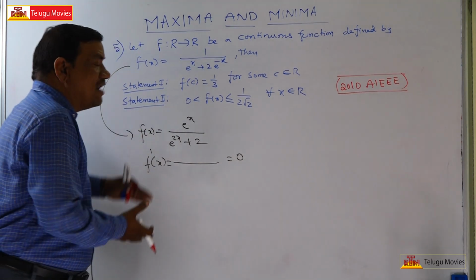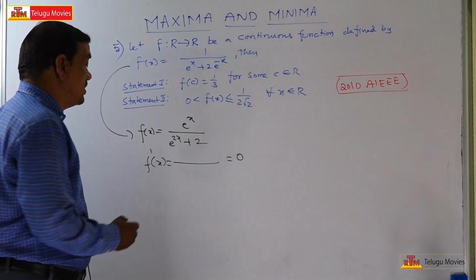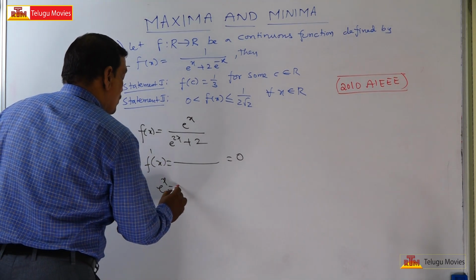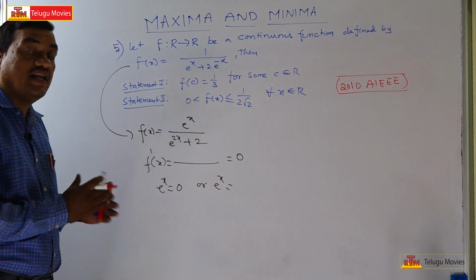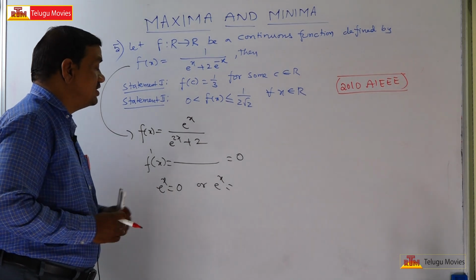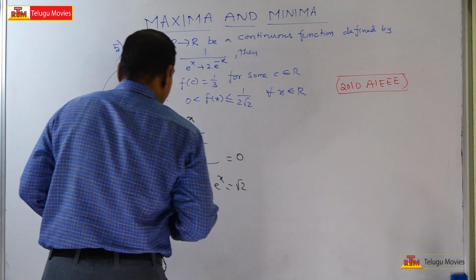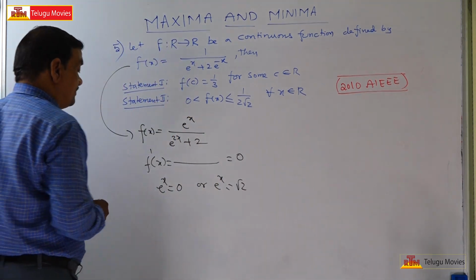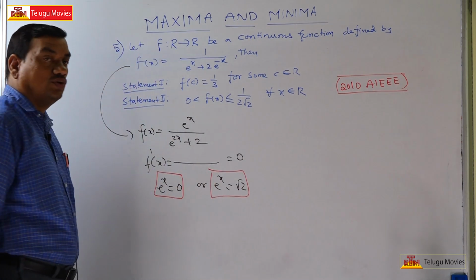So you calculate this. I already calculated, I got the answer. e power x is equal to 0 or e power x is equal to root 2. In this e power x, you will get a quadratic equation type. So if you do the factors, e power x is equal to 0 or e power x is equal to root 2. These are the two values you will get.